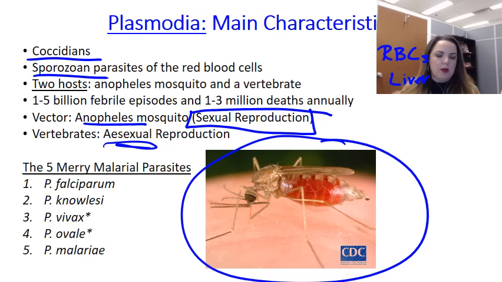Okay, so there are actually five species of Plasmodia that lead to malaria. I don't know about any of you, but I'm a big musical theater fan. And there's this song in the Broadway musical Chicago called The Six Merry Murderesses of Cook County. And that's what always comes to mind when I think of the five merry malarial parasites. So we have P. falciparum, P. knowlesi, P. vivax, P. ovale, and P. malariae. I think actually the song is the six merry murderesses, but for whatever reason, merry and malaria go together, so now it's five. So I'm going to talk in this video about each of them.